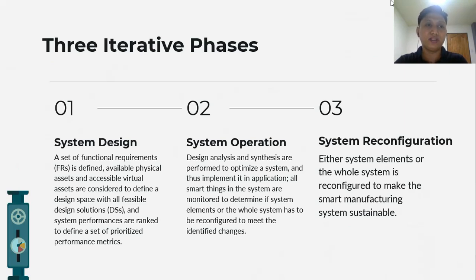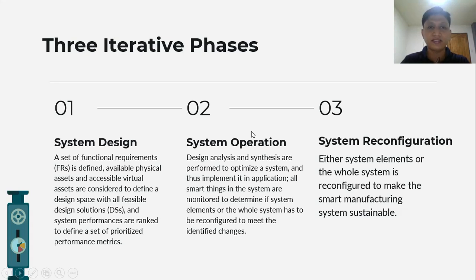phase, we need to identify what is the function of an equipment, and also we need to list down the available assets, whether it can be virtual or physical. Also we need to define a metric on how to measure the functionality of these requirements, or on how these requirements are met.